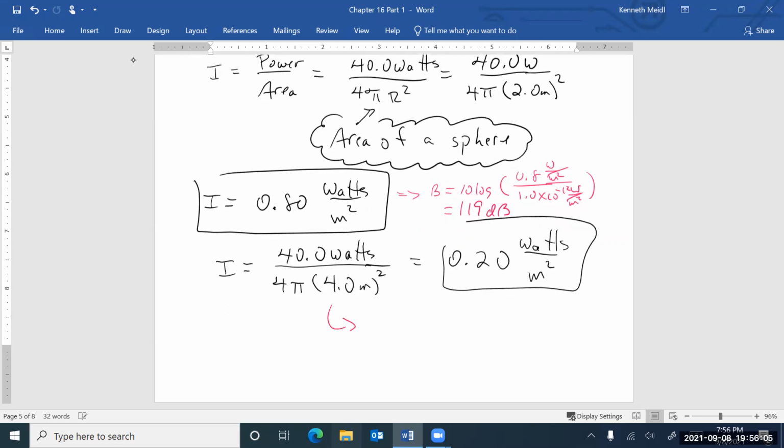Here I doubled my distance, and if I put this on the decibel scale, I've got 10 times the log of 0.2 watts per square meter on top, and on the bottom 1 times 10 to the minus 12. I'm not worrying too much about significant figures right now, but 0.2 divided by 1 times 10 to the minus 12, take the log of that, and it's about 113.